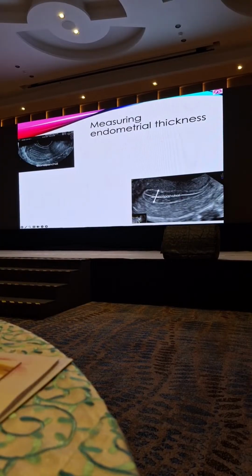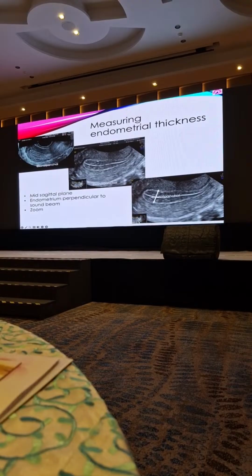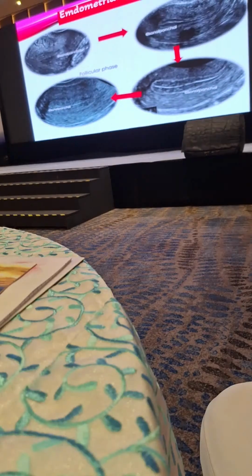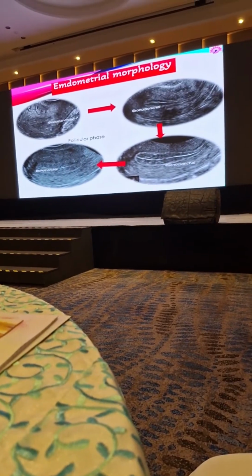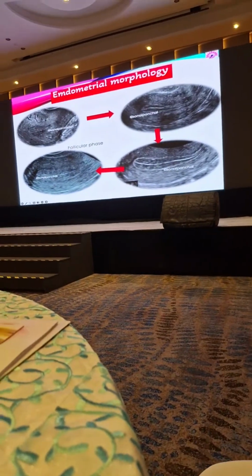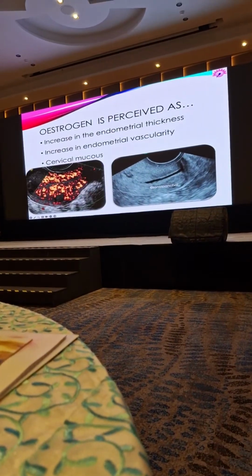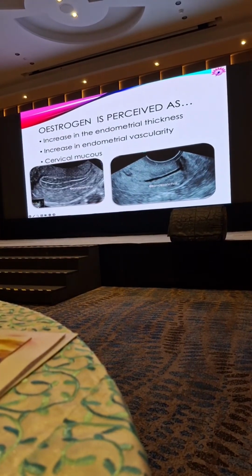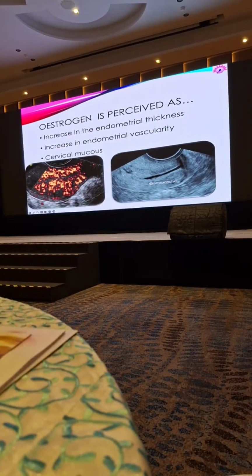And if you want to measure thickness correctly, it needs to be a zoomed image of the endometrium. All three endometria may be great for implantation, but what is important is not the morphology only, it is the vascularity of the endometrium. We know that estrogen response shows as change in thickness, change in morphology, and also increase in vascularity.